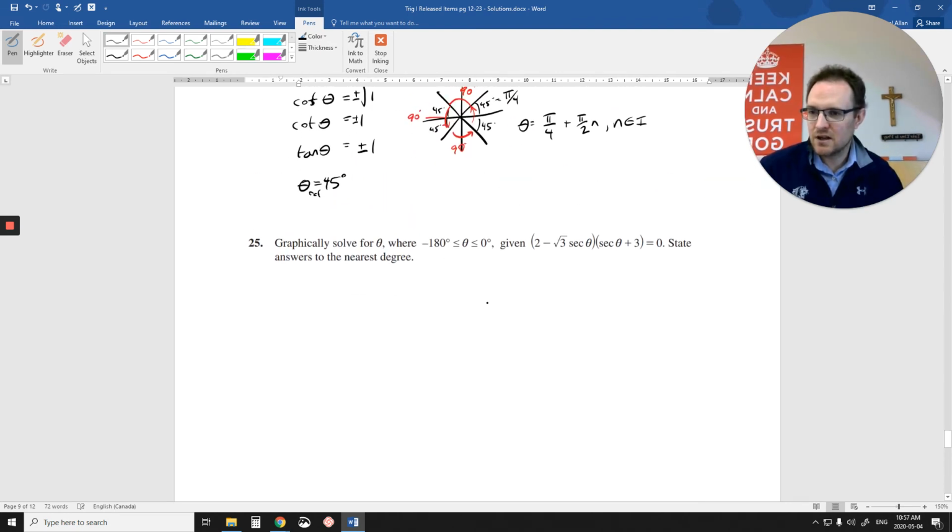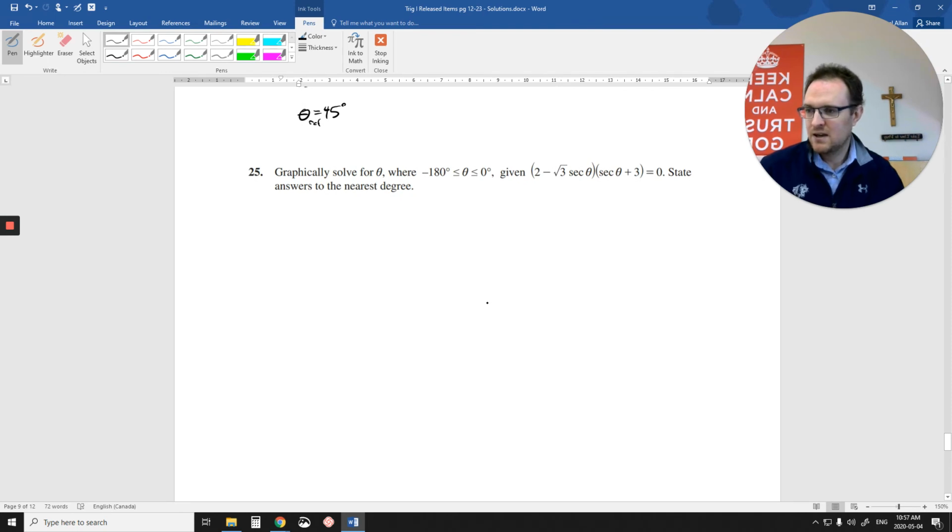This one here, it says solve this one graphically. You can solve this one algebraically too.